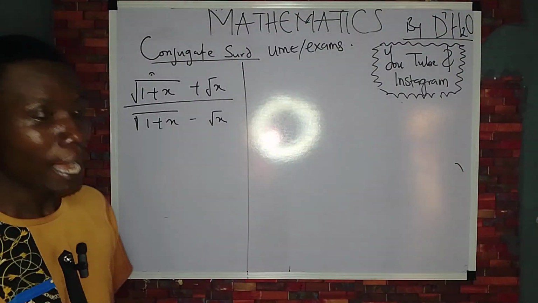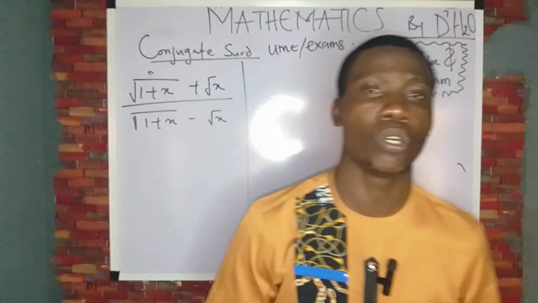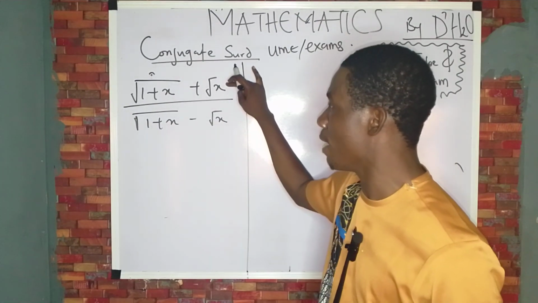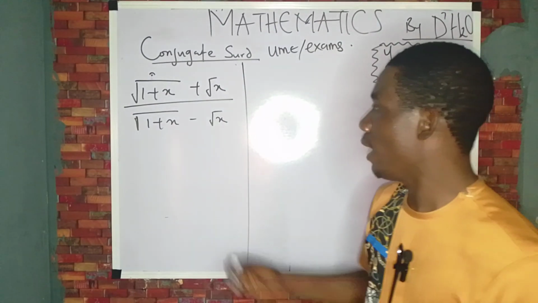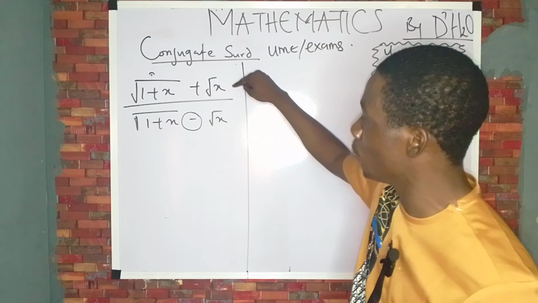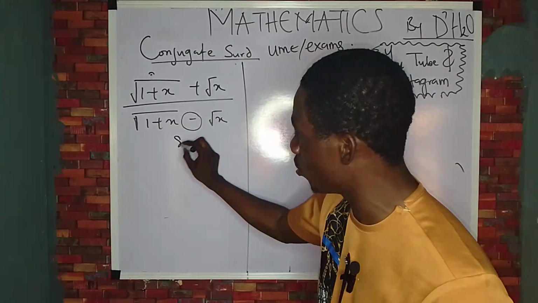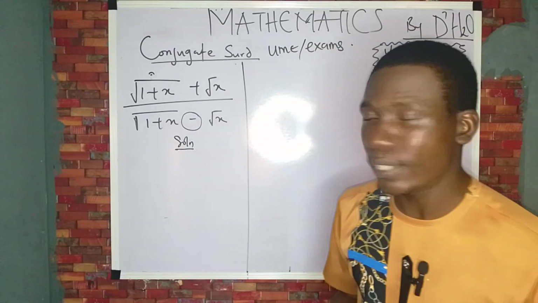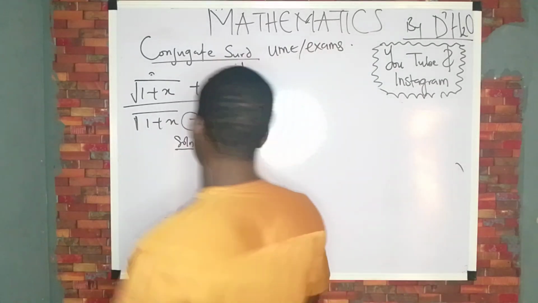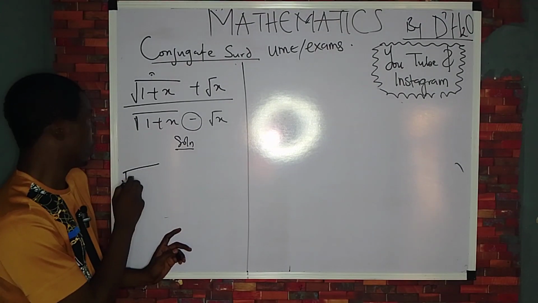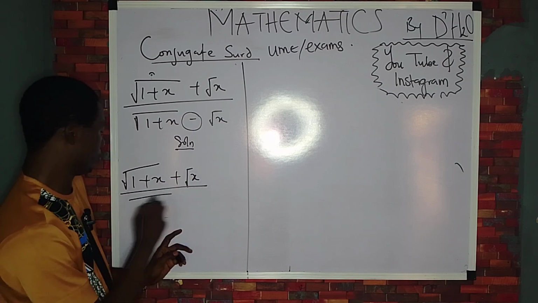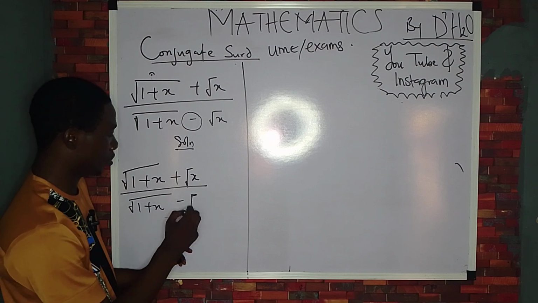It shouldn't confuse you. As long as you know how to get the conjugate of your denominator, then you are done with the answer. Remember, this is your numerator, while this is our denominator. Here what you have is minus. You change it to plus and use it to multiply the numerator and denominator. Very easy. Because the question looks a little bit complicated, you have to be very careful. So what do we have? We have root 1 plus x plus root x all over root 1 plus x minus root x.